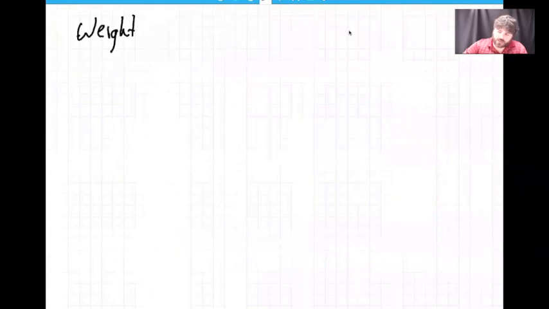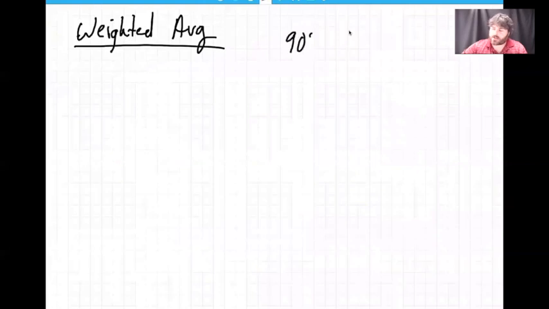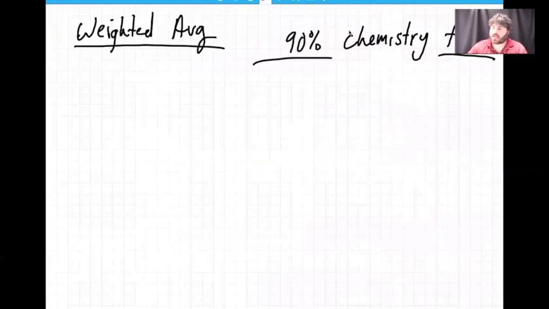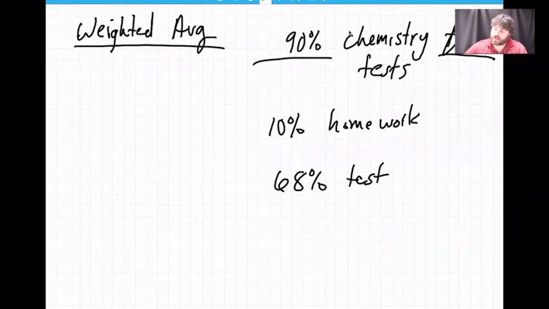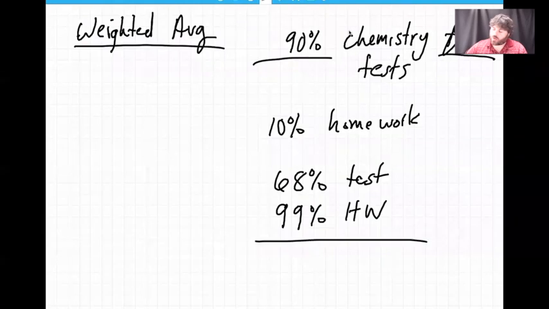Okay, I've only seen this a few times in practice tests, but it's worth mentioning. Let's say that 90% of your chemistry final grade is tests. Okay, 90% of your chemistry grade is tests. All right, and let's say 10% is homework. So if you got a 68% on a test and you got a 99% on your homework, the question is, what is your grade in that class?